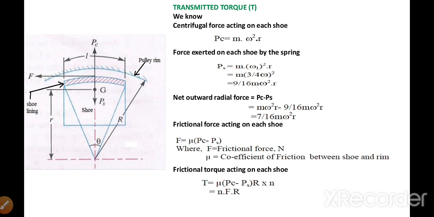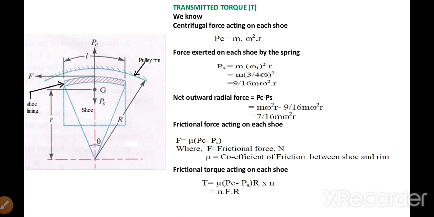So let Ps be that force. Here it is shown that Ps is equal to m omega 1 square r. We have already assumed this omega 1 is 3/4 of the omega. So putting the value of omega 1 here as 3/4, you will get 9 by 16 m omega square r. That is the magnitude of this Ps.